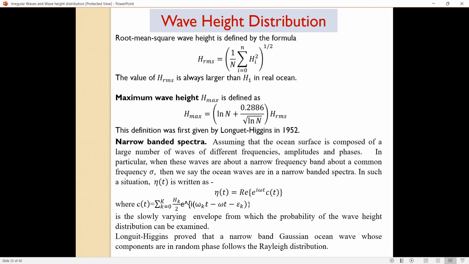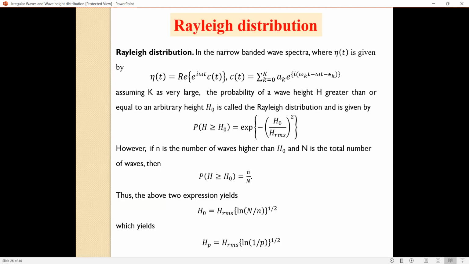So that's why we call this omega t minus omega k minus omega plus epsilon k. That means in each other neighborhood, all the other wave heights. So that way we define the narrow banded spectra. Or the same thing, then Rayleigh came into the picture.